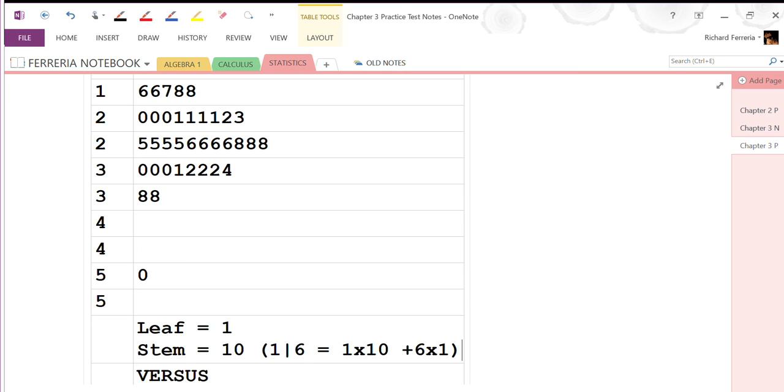Typically, you only really need to tell somebody what the leaf value is, because once you have the decimal place for the leaf, the place value for the stem will just be one place value over from that.